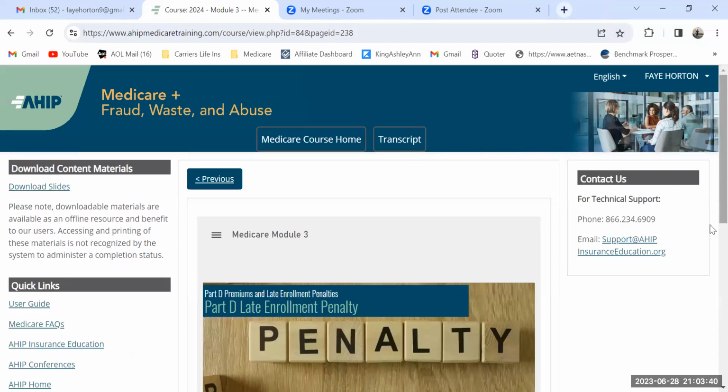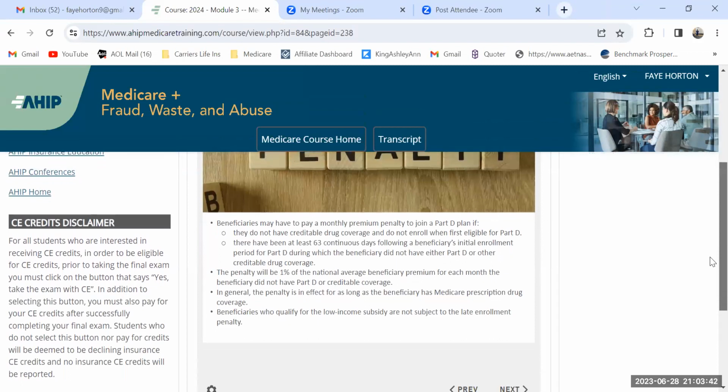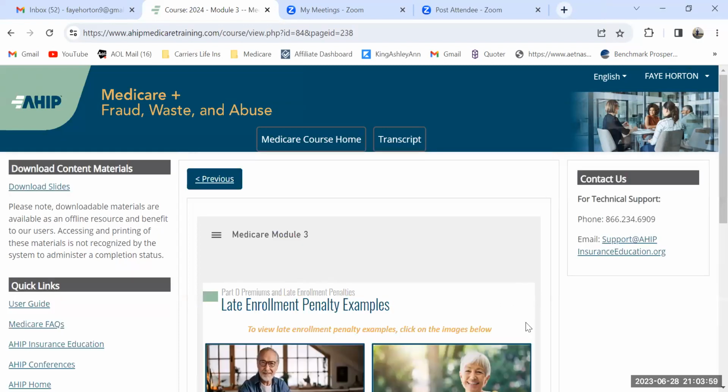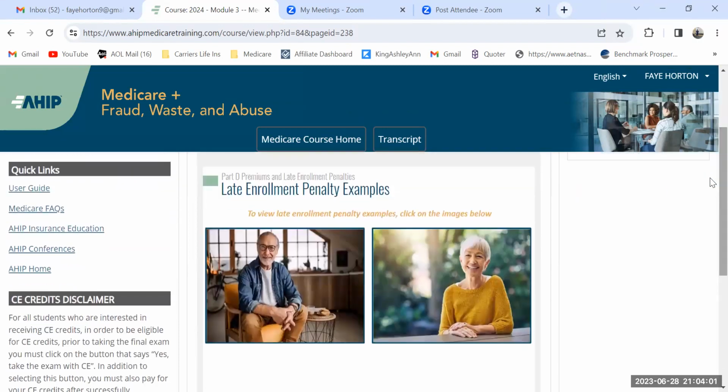Will that be continuous year after year, or can he re-sign for new Medicare year after year? For as long as he has a prescription drug plan, it doesn't matter what carrier he goes to, it's going to follow him everywhere he goes as long as he has a prescription drug plan. Wow. So for the rest of his life. Wow. Okay.